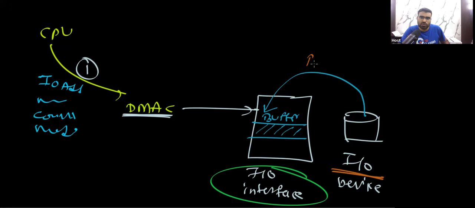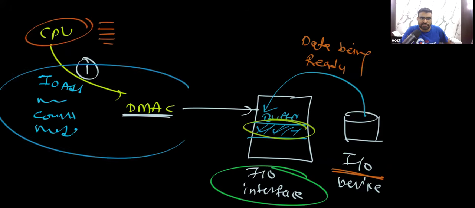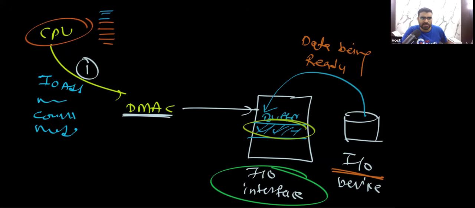So this we call data being ready. Okay, what do we call it? We call it data being ready. So when the data is ready, it means now the data is here. When the data is here, now what will happen? Remember, the CPU is already doing some other work. Okay, after the initialization, the CPU is already doing some other work. Now what will happen? When the data is ready, this interface will send a signal to the DMA controller that data is ready.